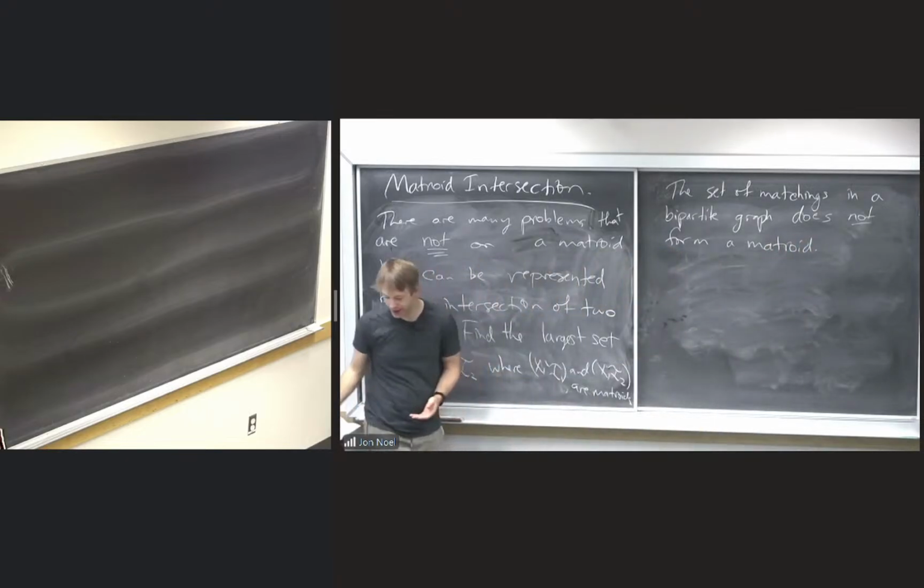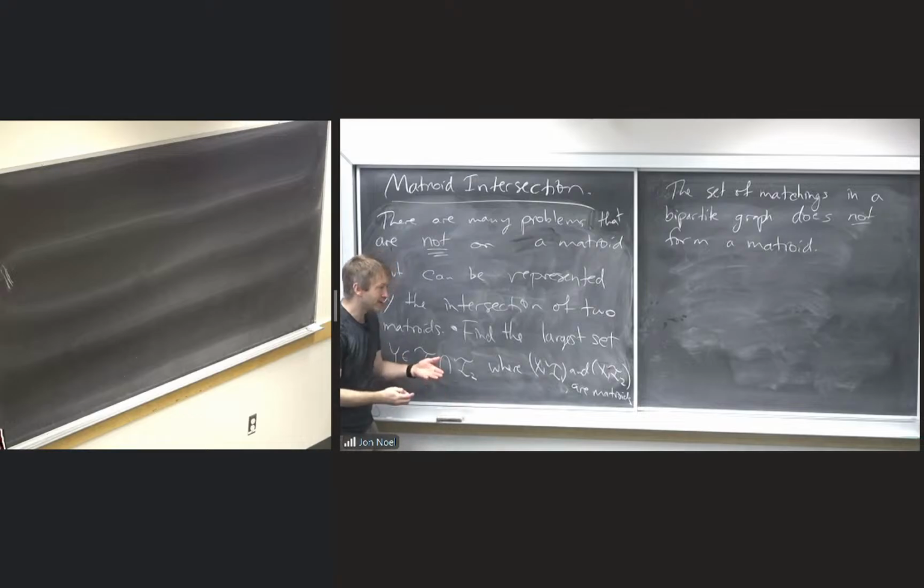One reason it probably doesn't form a matroid is that we had all of these not too complicated, but sophisticated methods for maximizing matchings in bipartite graphs. We had the Hungarian algorithm. And that wasn't just a greedy algorithm. It wasn't just picking the biggest weight edge and then the next biggest one. We had to do something else.